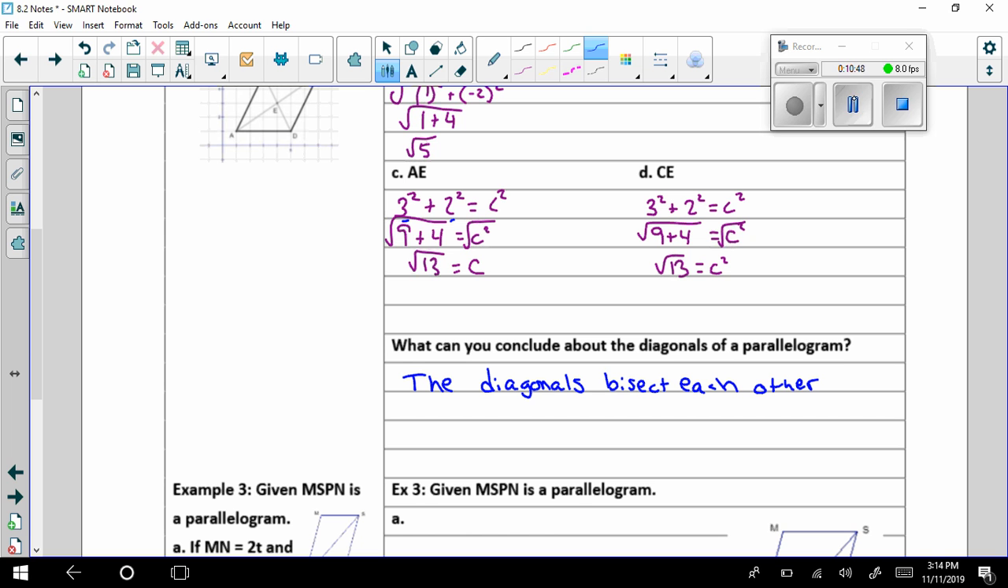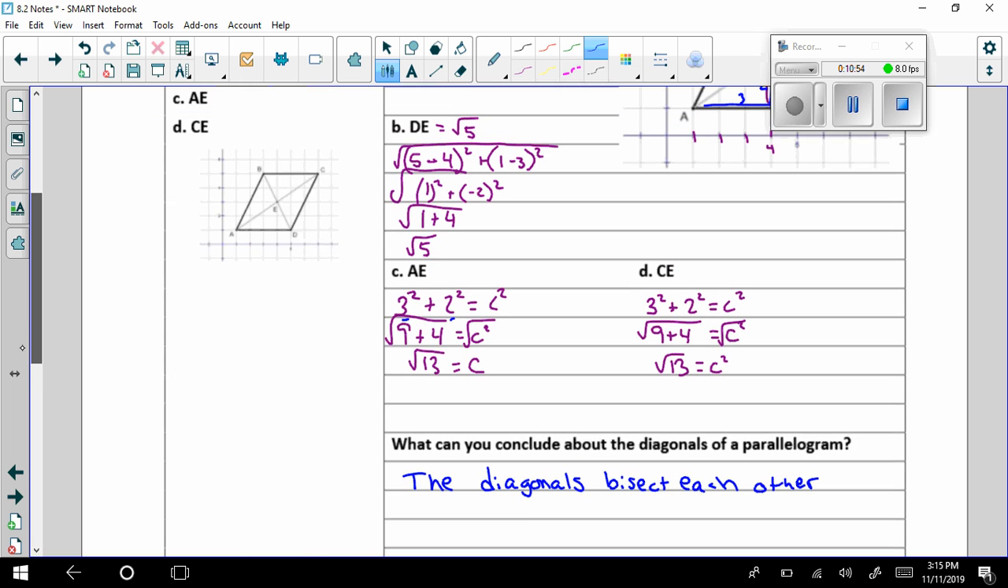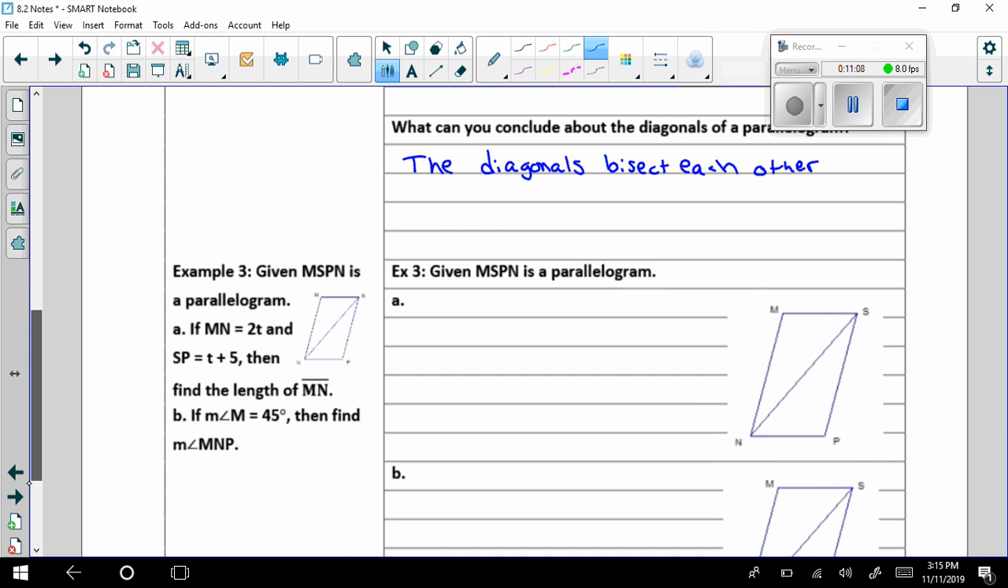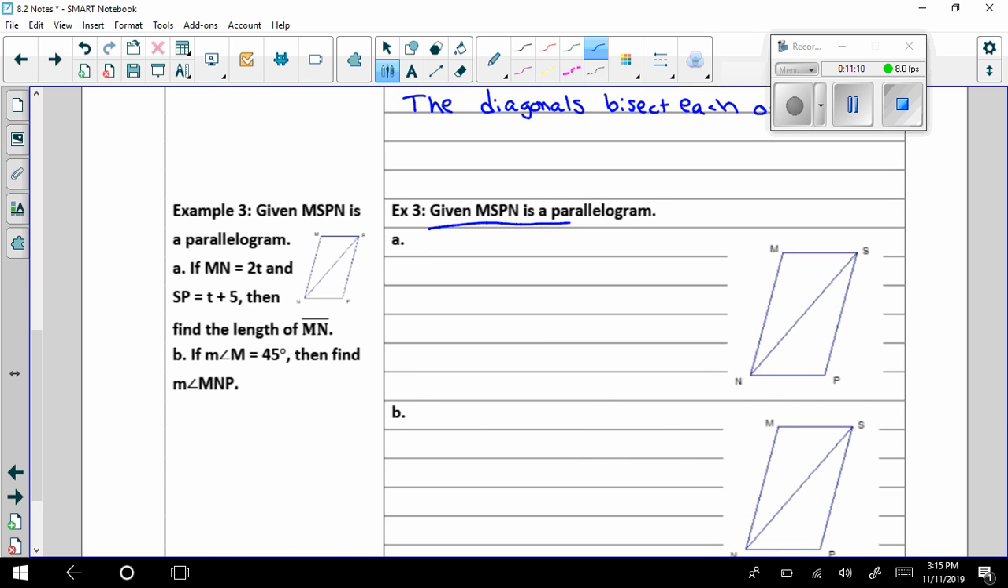Okay? So all of that has to do with coordinate planes, but also properties of parallelograms. So we saw that opposite sides are the same length. Opposite sides are also parallel. That's the definition of a parallelogram. And that the diagonals bisect each other every single time. So anytime you're given something is a parallelogram, you have all of those properties that you can use.